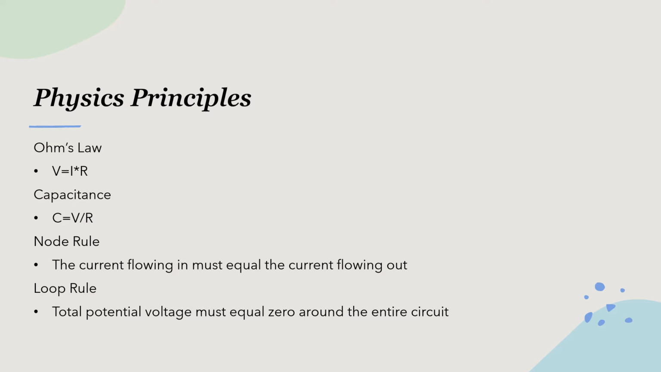Some of the physics principles we used in this lab were Ohm's law, or voltage equals current times resistance. Capacitance equals voltage divided by resistance. The node rule, meaning that the current flowing in must equal the current flowing out of a circuit. And 3, the loop rule. The total potential voltage must equal 0 around an entire circuit.